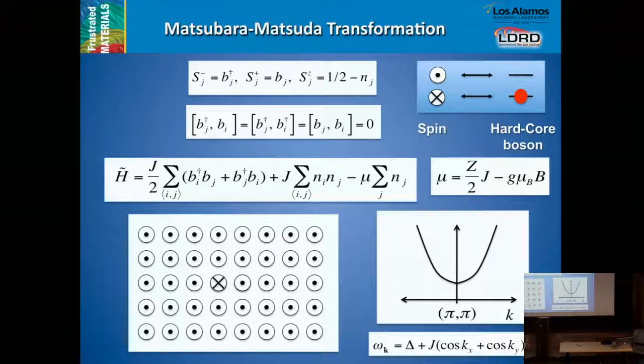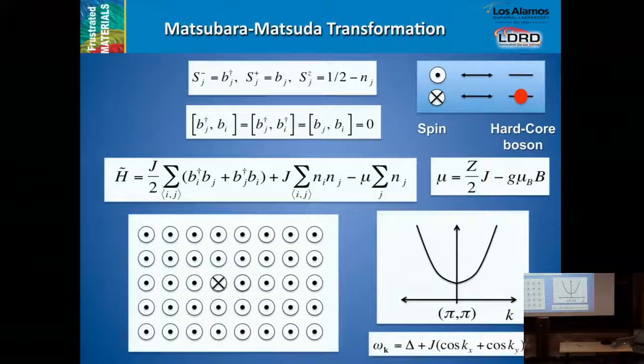You can put it in a different way: you can say that there is an infinite on-site repulsion for these bosons. And now you can rewrite your spin operators in terms of creation and annihilation operators of these bosons. And SZ basically ends up being a linear combination of 1/2 and the occupation number. What is important to notice is that spin operators commute on different sites, so these bosonic operators also commute on different sites. That's the reason why I'm calling them bosons.